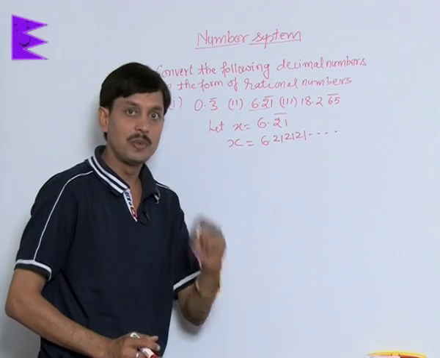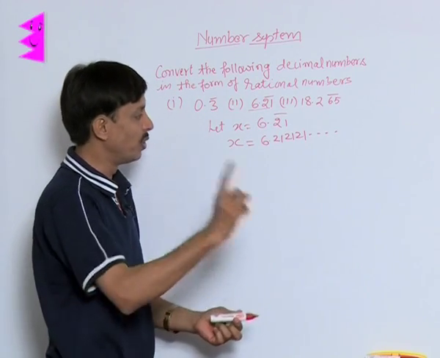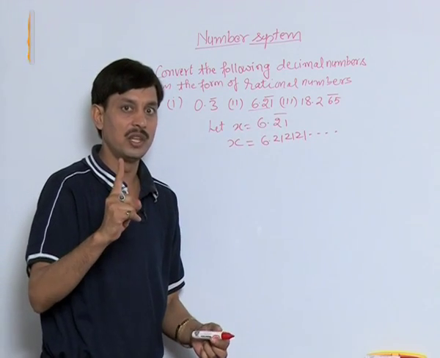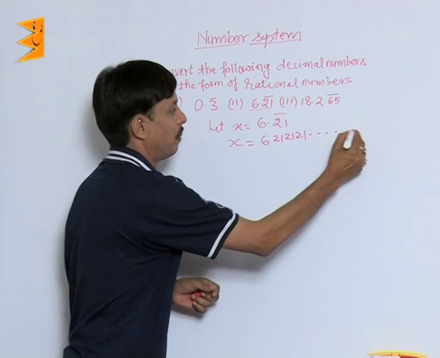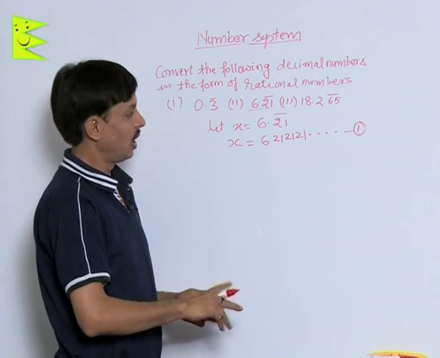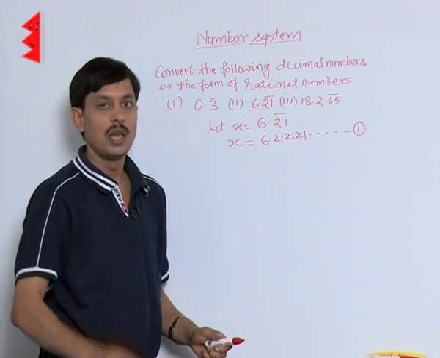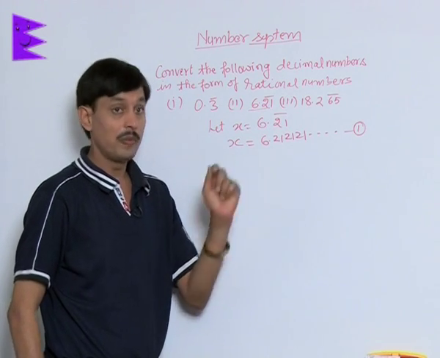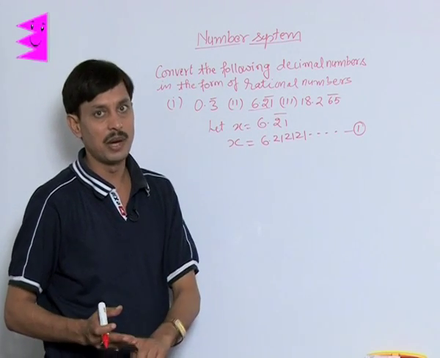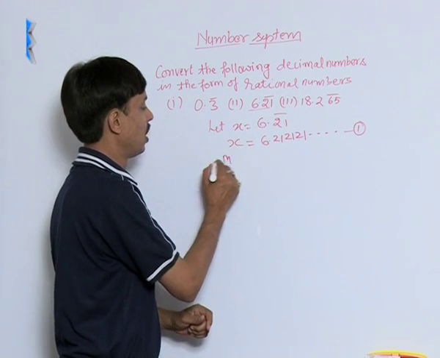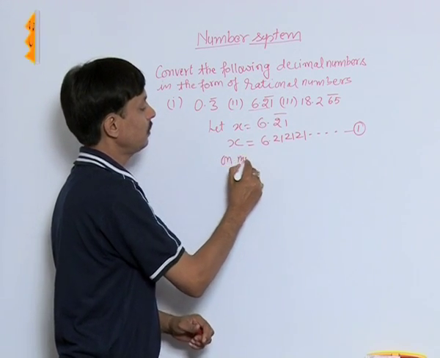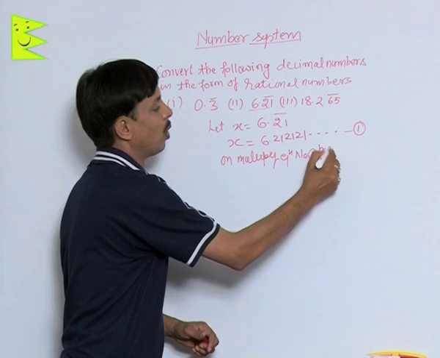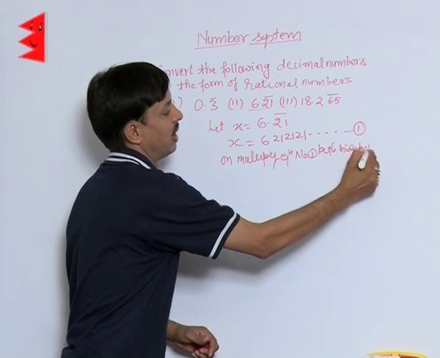Second step, observe how many digits are repeating. Two digits, 2 and 1. 21 21 21 21. So I told you, if one digit repeats, multiply the equation on both sides by 10. If two digits repeat, multiply by 100. If three digits repeat, multiply by 1000. So what is your answer? By what will we multiply? We will multiply it by 100. So I will write here, on multiplying equation number 1 on both sides by 100.